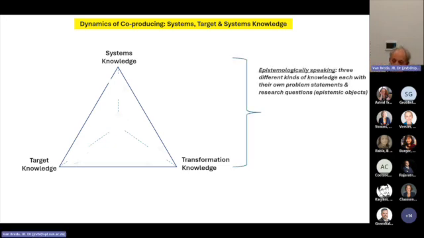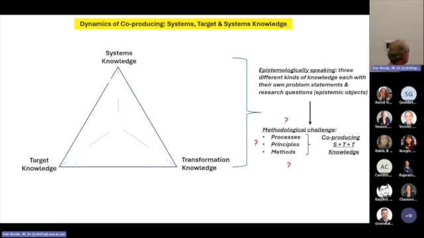Because what we are dealing with here, and I'm sorry, but I'm coming from philosophy, is that epistemologically speaking, we are dealing with three fundamentally different kinds of knowledge, each with their own, what I call epistemic objects, their own research problem statements and research questions. Did you get what I'm trying to say here? They're not the same kinds of knowledge. Therefore, if we want to co-produce all three in transdisciplinary research projects, we need to know what we're doing. And that asks the question, methodologically speaking, what are the principles, the process, and the methods that we need to use in order to co-produce those three kinds of knowledge? That's the methodological challenge we're dealing with here.